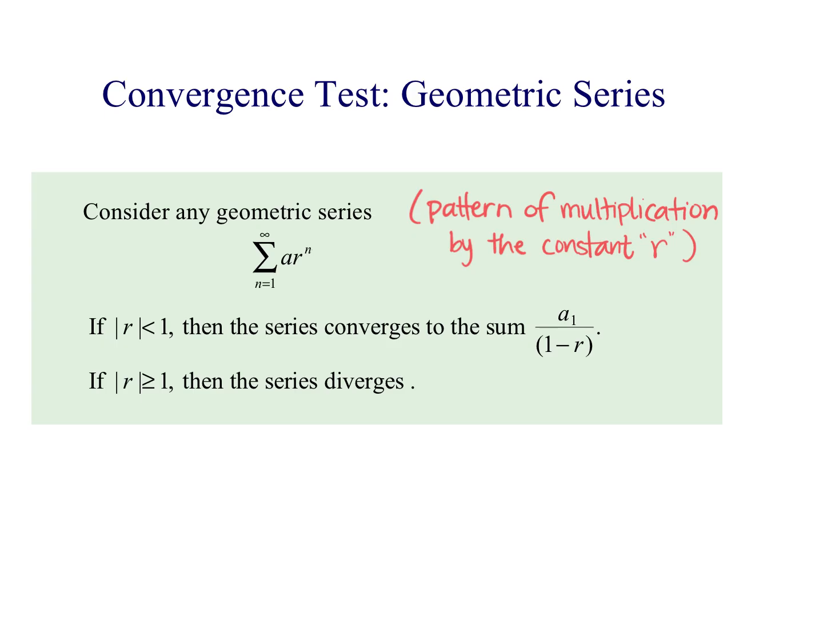So now we have some if-then statements here. If r as an absolute value is smaller than 1, then we have convergence. And in fact, we have such strong convergence that there's a convergence formula for it. If r as an absolute value is larger than 1, then we have divergence. Another way to think of that, if r is between 1 and -1, then the series will converge, and it has a specific convergence formula.